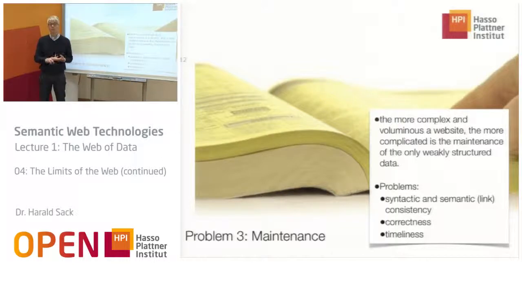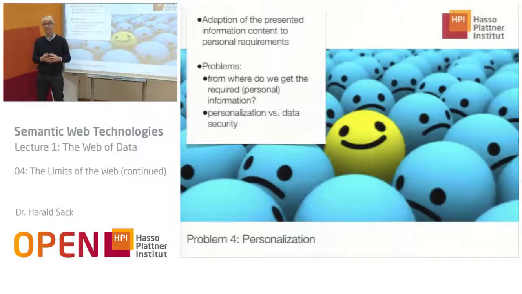And to solve this problem in a correct way is difficult to maintain, and also to make these changes and corrections in a timely way is rather difficult. So maintenance is the problem field number 3. But it doesn't end here. We have another problem, and this means personalization.